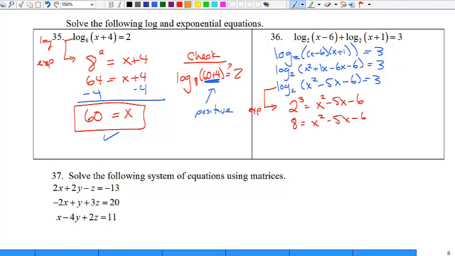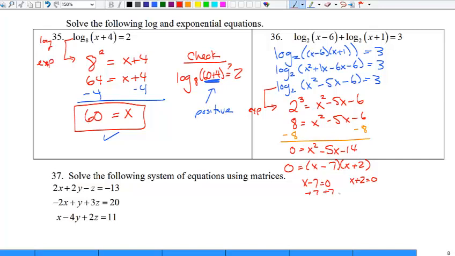Now that I have the x's out of the argument, I can set it equal to 0 and get 0 equals x squared minus 5x minus 14, and that factors into x minus 7, x plus 2. I set each of those equal to 0. And I'm getting x is equal to positive 7 or negative 2, which are my two potential answers. I say potential because I have to check them.